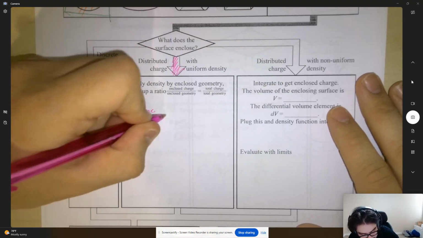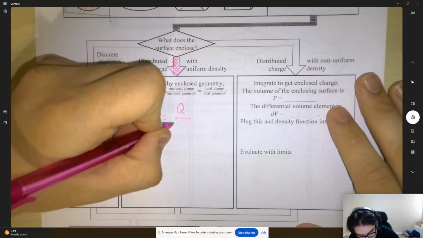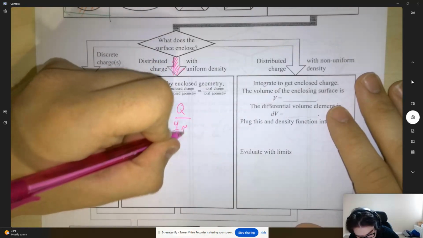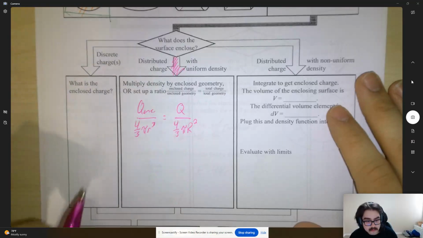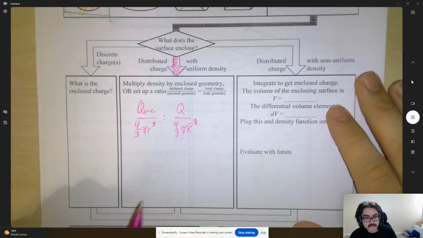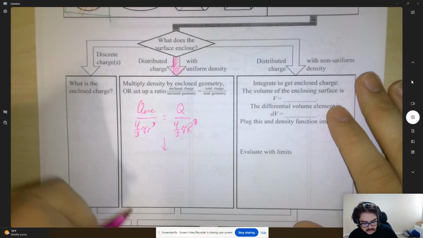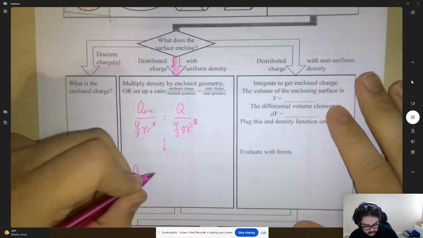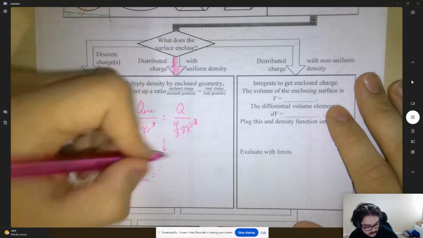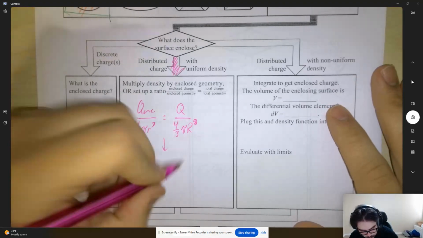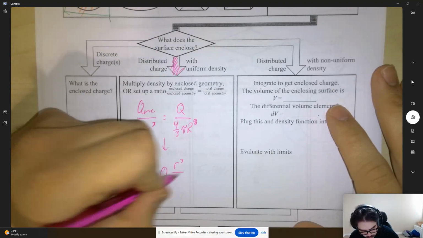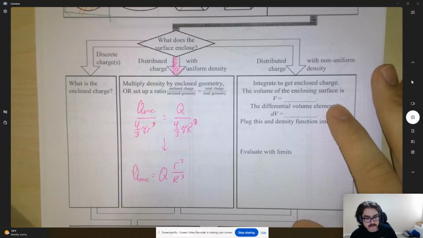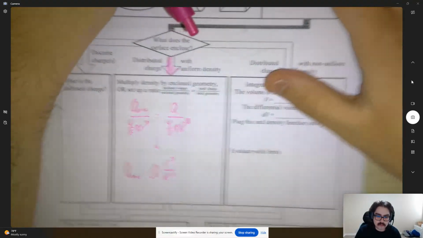Yes, I already did this. Q over 4/3 pi, capital R cubed. Sorry. And I already solved this out to figure out what the Q enclosed is, and I got that it was equal to Q times r cubed over capital R cubed. And that's what we had solved earlier.